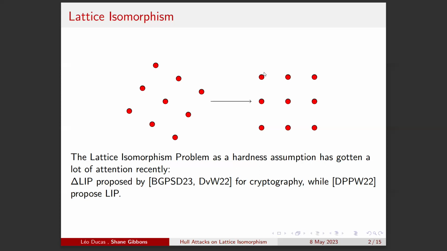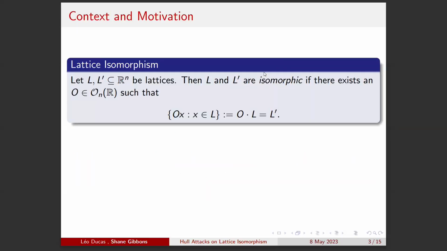And delta LIP has been proposed for use in cryptography by Bennett et al. at Eurocrypt of this year, and by Ducas and van Woerden at Eurocrypt of last year. And the signature scheme Hawk presented at Asiacrypt of last year by Ducas et al. They use search LIP for their hardness assumption.